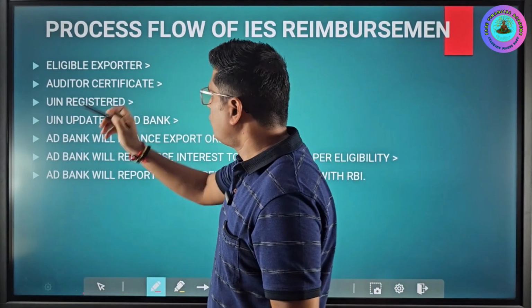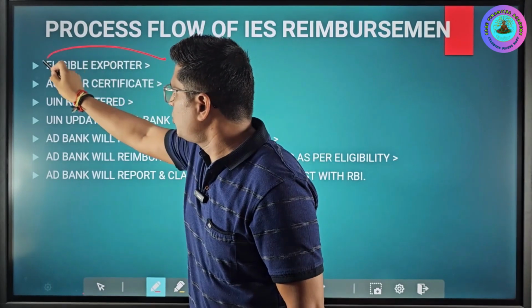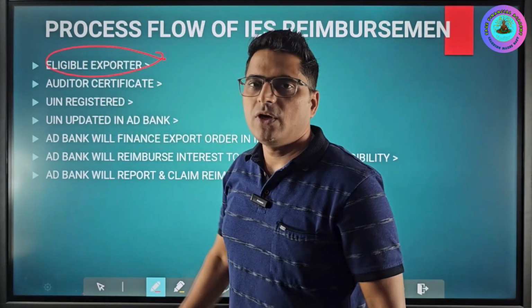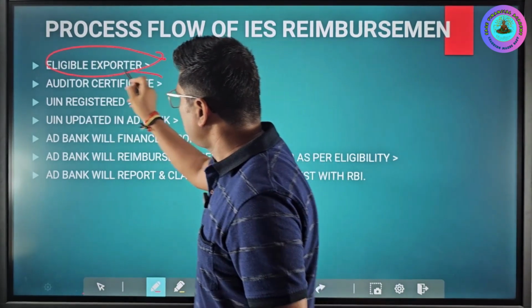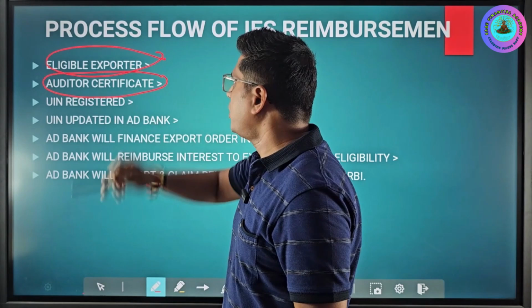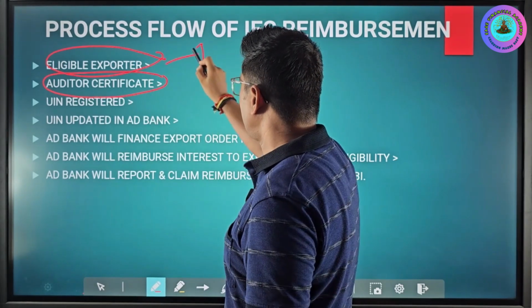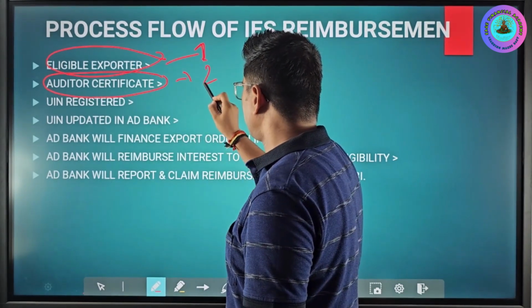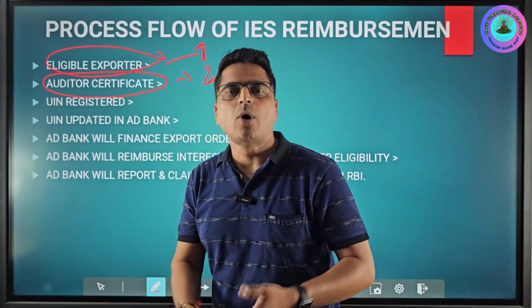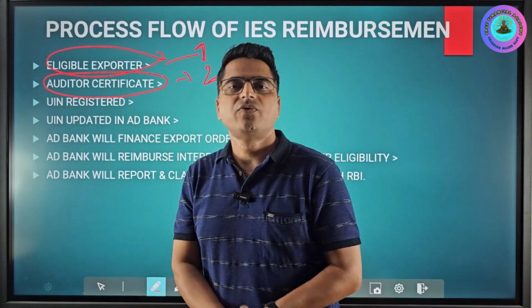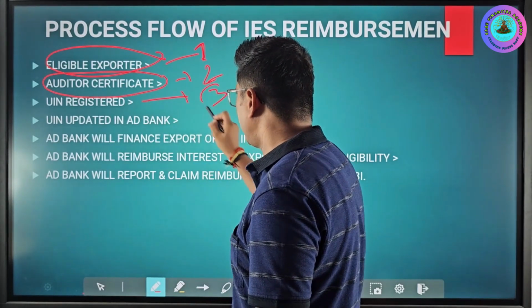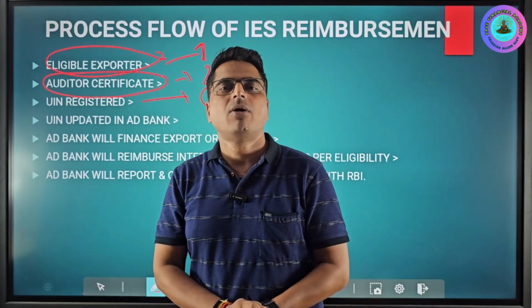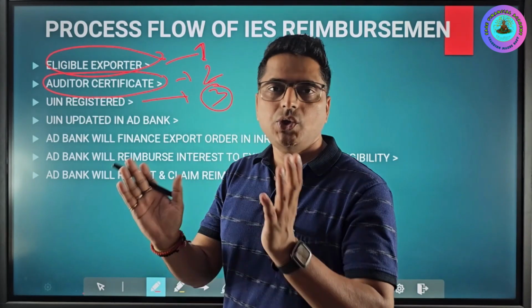First of all, what is the requirement? You, the exporter, must be eligible. If you are an exporter and eligible, take a certificate from the auditor. The first point is eligibility. The second point is to take a certificate from the auditor about your industry and manufacturing goods. Third, what is the process? Go and get your entity registered on the DGFT site to get the UIN number.